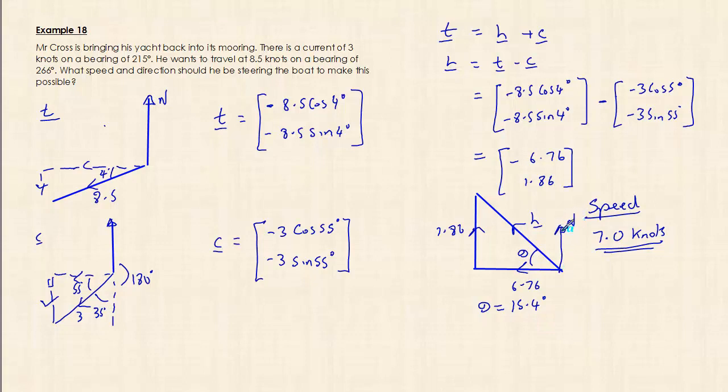North is here, bearing is clockwise from north, and I know that 3/4 of the way round is 270, so 270 add the 15.4 gives us a bearing of 285.4 degrees.